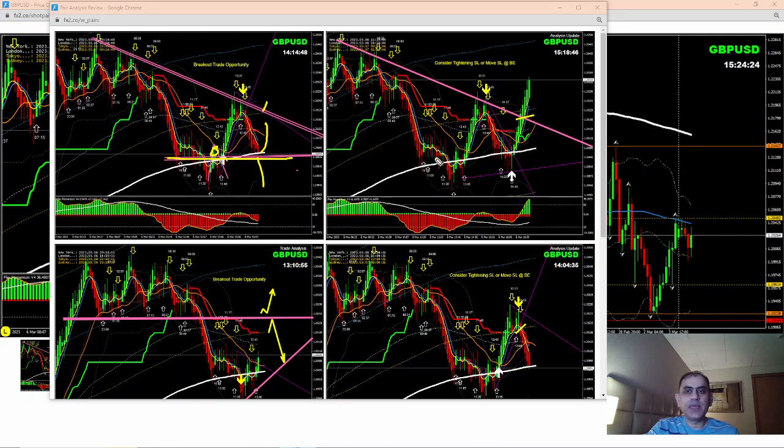You can see here how nicely price respected it. We haven't seen any candle close. That's why we're looking in depth at the 4 hour. You can see here that's the level. Price nicely broke. As soon as the price hit this level, tighten your stop loss or move your stop loss to break even. So that was a beautiful long trade here, a counter long trade after the breakout.